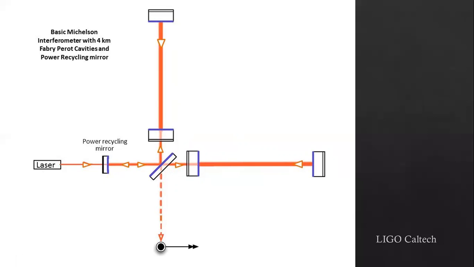This increases LIGO sensitivity because the more powerful the laser beam is, the sharper the interference pattern is. With the help of the Fabry-Perot cavities and the power recycling mirror, LIGO is able to detect changes in length of about 0.001 times the width of a proton, which is approximately 10 to the negative 19 meters.